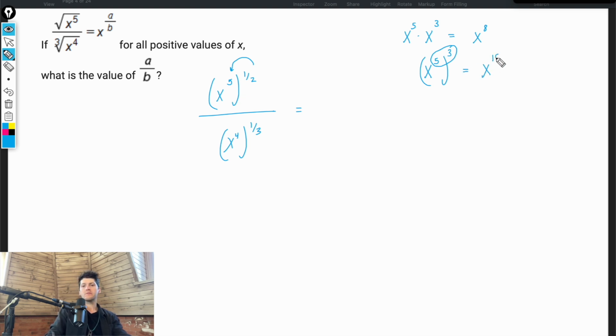A more rigorous explanation of this would be to recognize that x to the 5th is just x, x, x, x, x, and x to the 3rd is x, x, x.